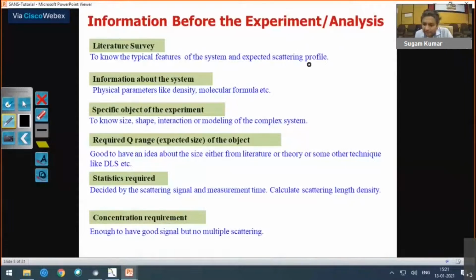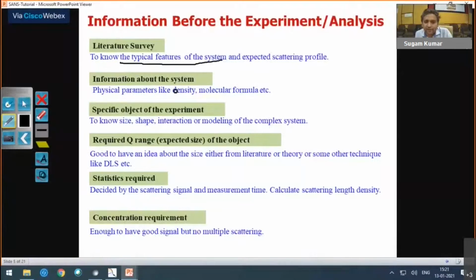What sort of expected scattering profile may be? This will depend upon the typical features of the system. As you see, if they are simple spherical nanoparticles, then we will see a simple sphere sort of form factor or the intra-particle structure.